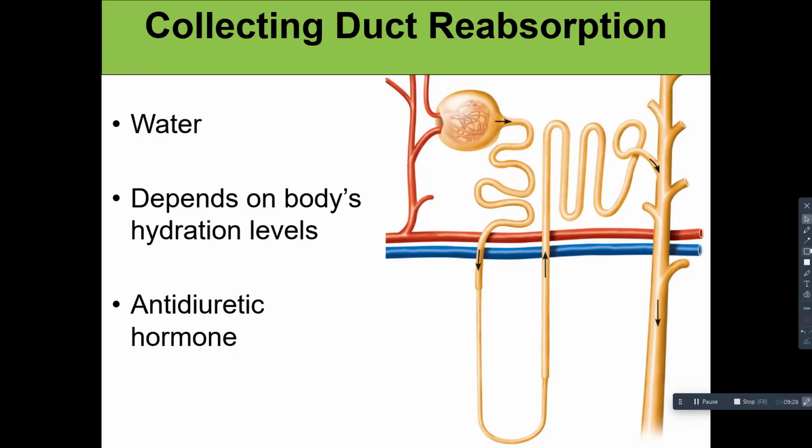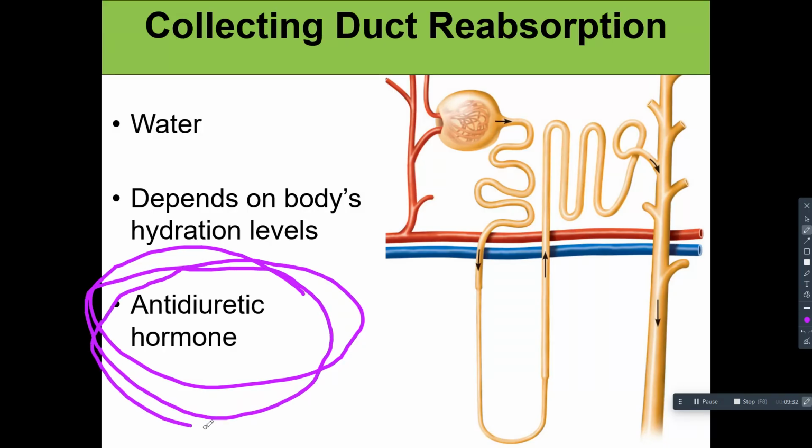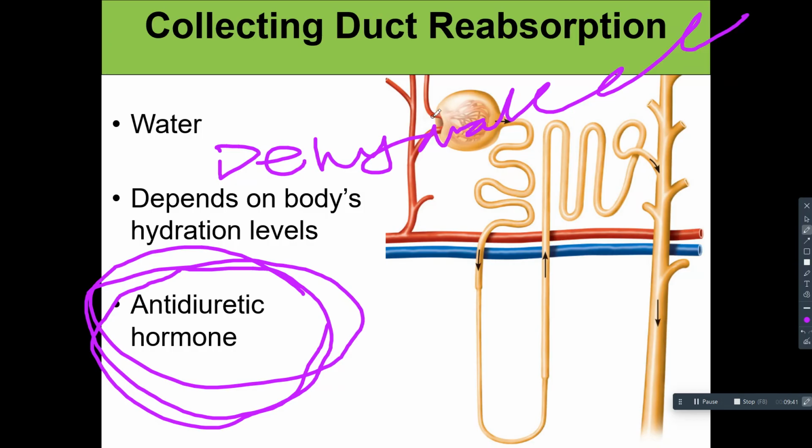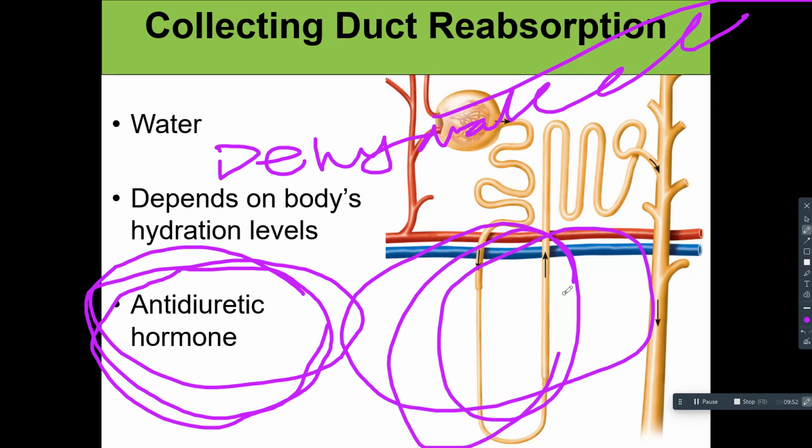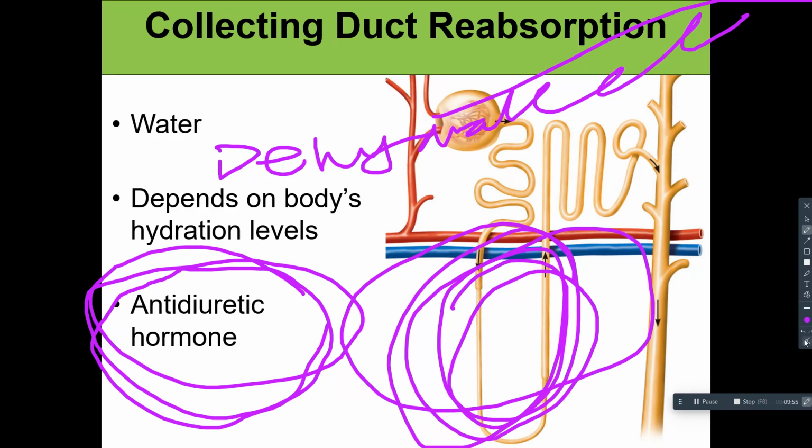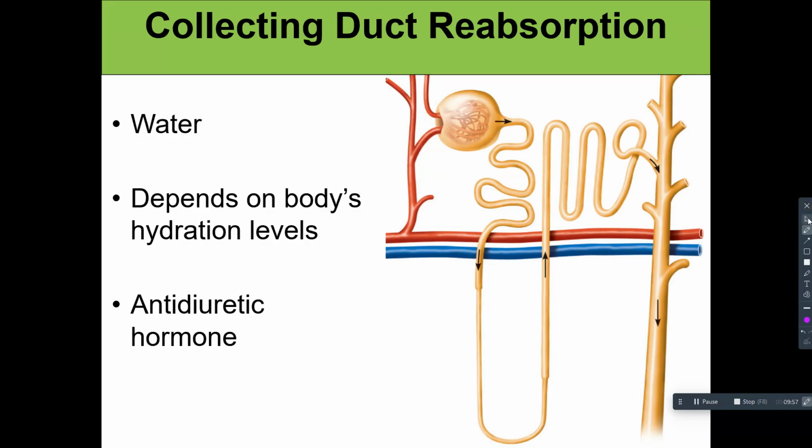The collecting duct does do some reabsorption. It only reabsorbs water, and only if antidiuretic hormone is present. And this is going to be if you are dehydrated. So if you are dehydrated, you are going to release ADH, you are going to reabsorb water from your collecting duct. And you're only able to do this because the loop of Henle does its job.